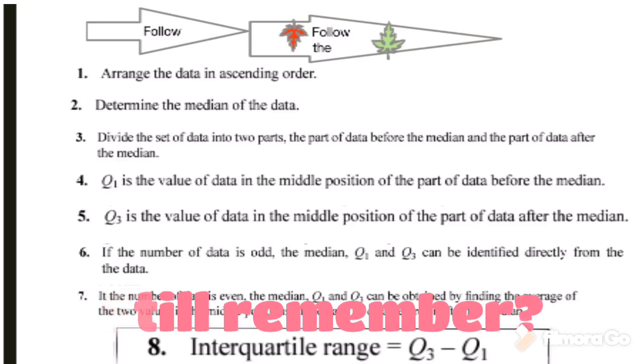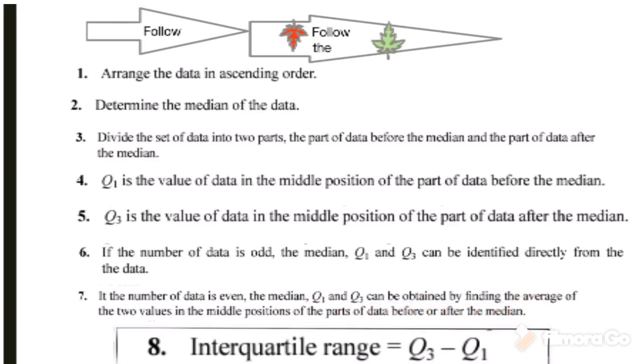Okay, method to determine interquartile range. You have to follow the steps. Step 1. Arrange the data in ascending order. Step 2. Determine the median of data. Step 3. Divide the set of data into two groups of data: before the median and the part of data after the median.